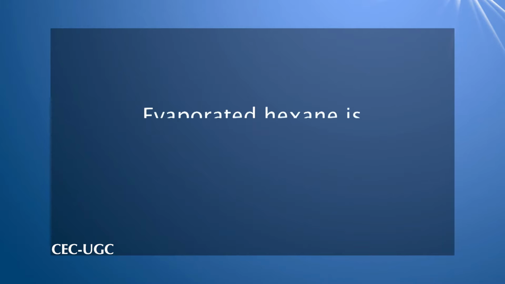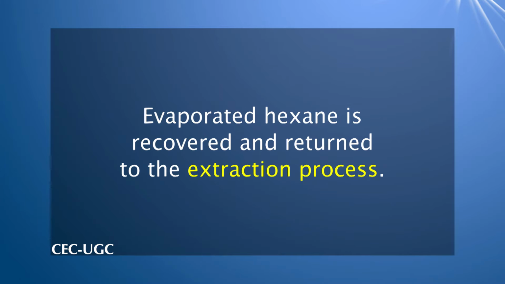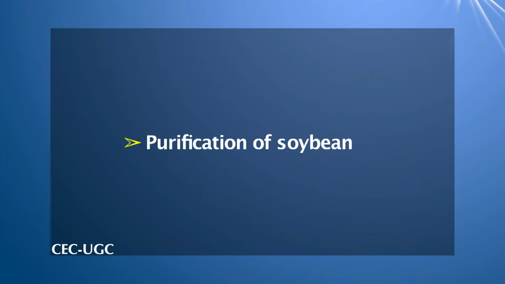The hexane is separated from soybean oil in evaporators. The evaporated hexane is recovered and returned to the extraction process. The hexane-free crude soybean oil is then further purified. Next is the purification of soybean oil. The crude soybean oil still contains many oil-insoluble and oil-soluble impurities that need to be removed.